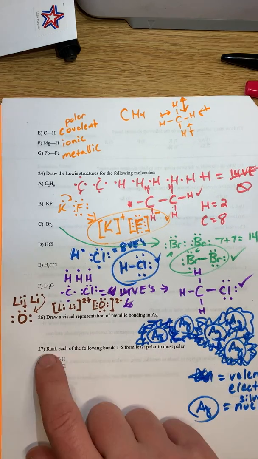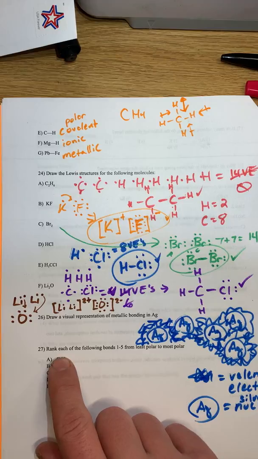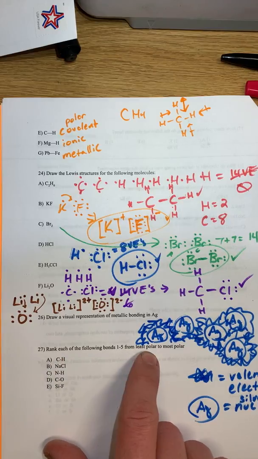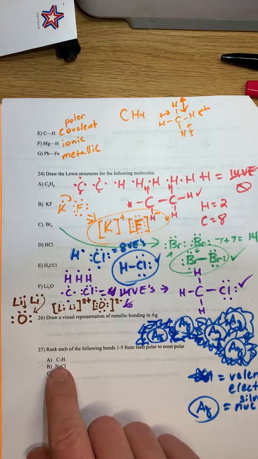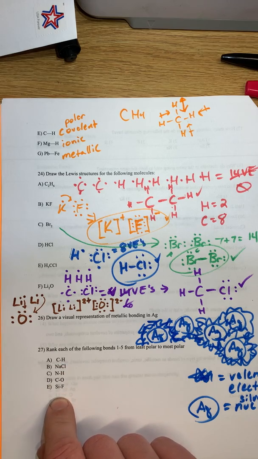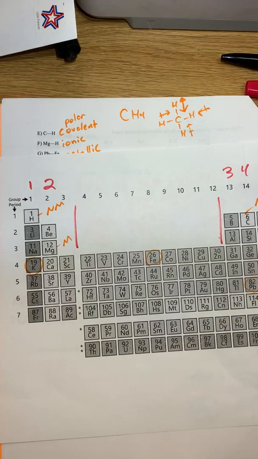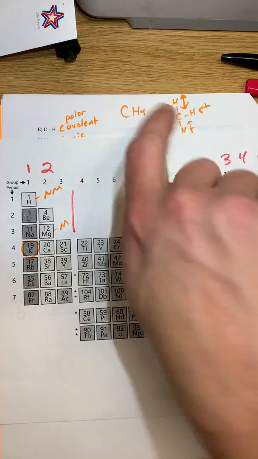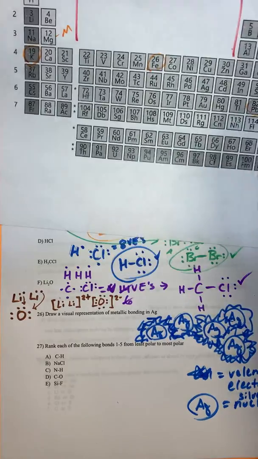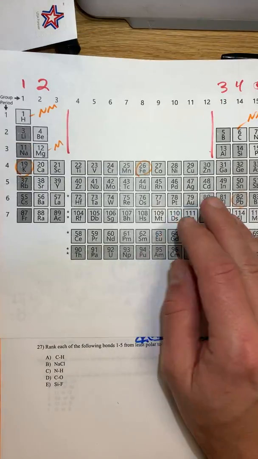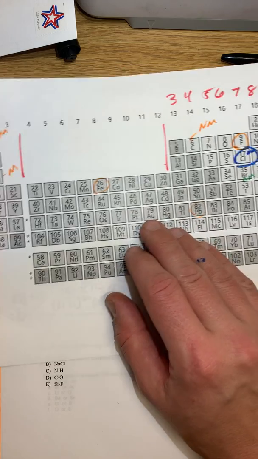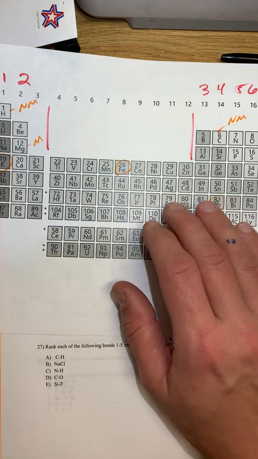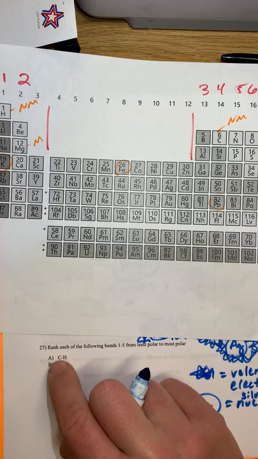Now we're moving into number 27, which is ranking each of the following bonds 1 to 5 from least polar to most polar. So how do we calculate that? Well, we basically take advantage of the fact that electronegativity increases as you go up and to the right. And we'll say, okay, what's the difference in electronegativity between these two atoms that are bonded together? So let's start with CH.